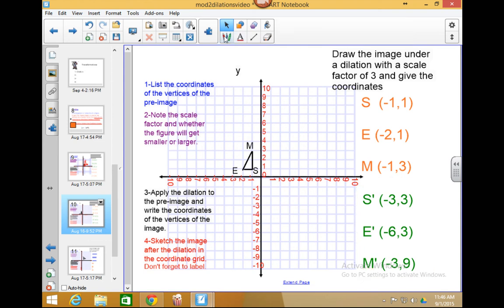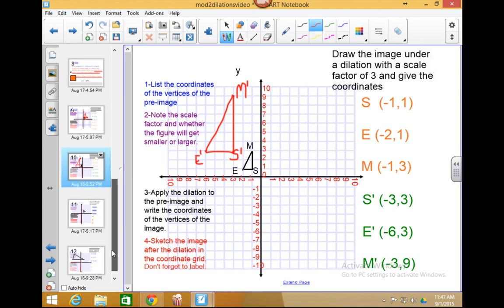Sketch the image after the dilation in the coordinate grid. So I'm going to take S prime, which is -3, 3. I'm going to take E prime, which is -6, 3, and M prime, which is -3, 9. When I'm done, I'm going to connect my points. My figure did become larger like it was supposed to, and I'm going to take my pen and just label each point. And we're done.